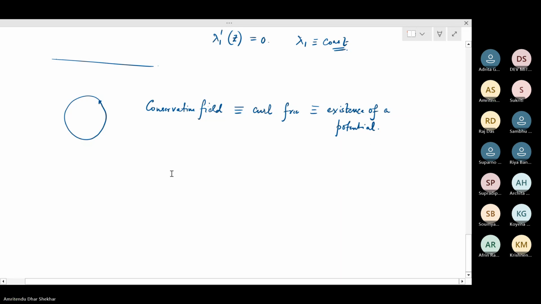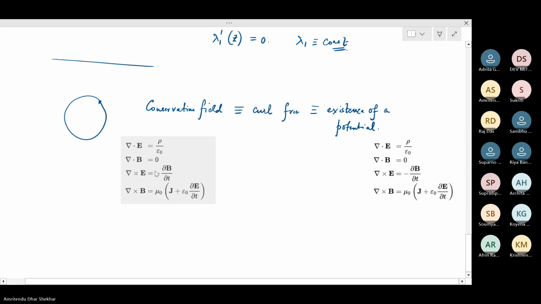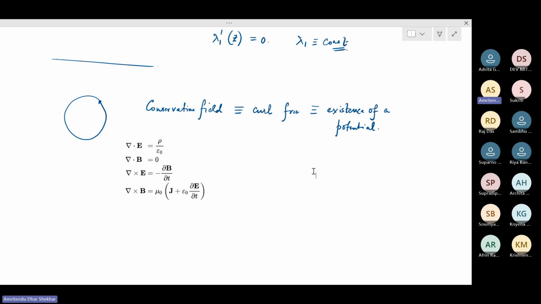So these are the Maxwell's laws of electrodynamics. You would see over here that the curl of E is equal to the rate of change of the magnetic field, right? And now if there is no magnetic field around, then E becomes a conservative field, and you can then define the so-called electrostatic potential.